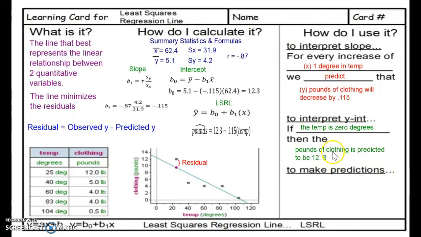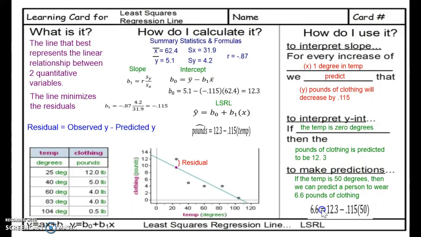Now, the last thing that we can do with the least squared regression line is we can make predictions. So if I were to plug in 50 degrees into my least squared regression equation for temperature, I could then do the math. 0.115 times 50 and then 12.3 minus that product is 6.6. So my prediction would be this. If the temperature is 50 degrees, then we can predict a person to wear 6.6 pounds of clothing.